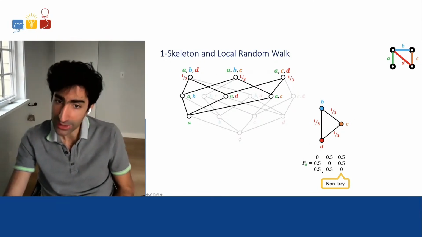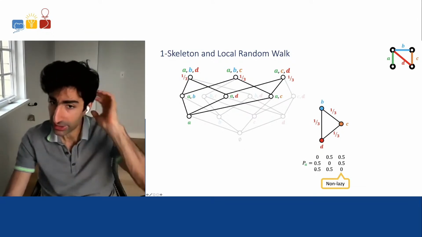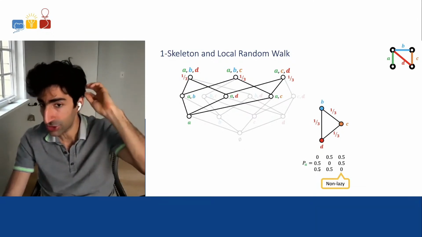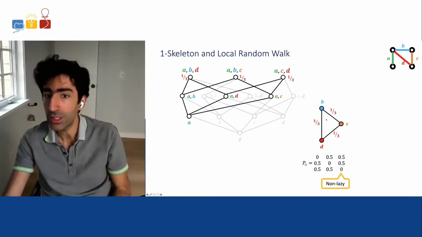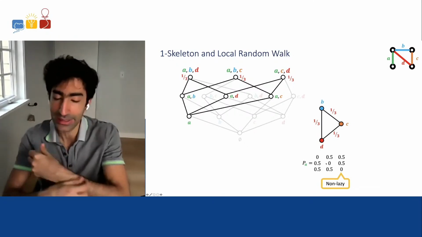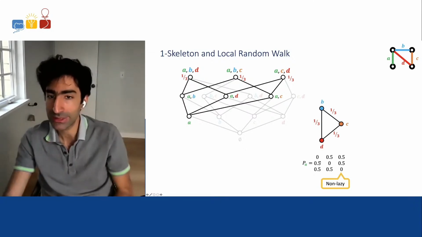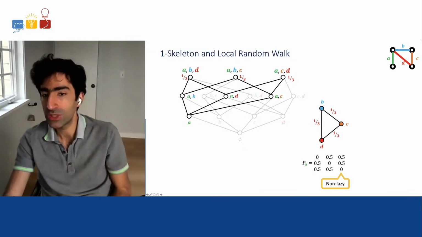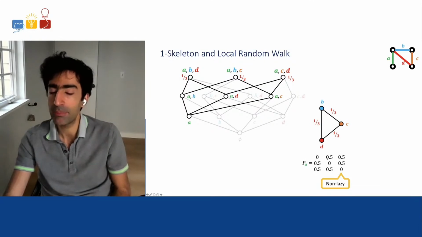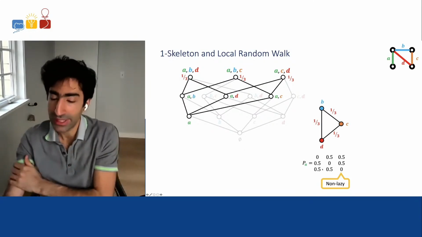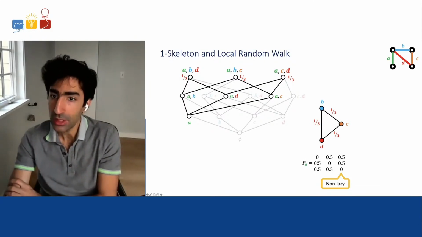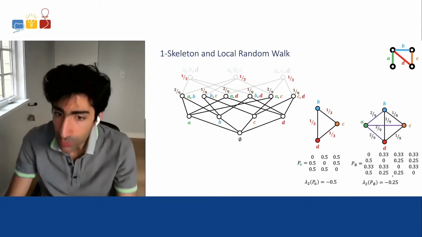And you can associate to this graph the corresponding transition probability matrix of a simple random walk. Because all edges have the same weight, this is exactly the corresponding transition probability matrix. For example, if I start at B, I go to C or D uniformly at random. So I would put half and half here. So this is a transition probability matrix, PA, for the link at A.